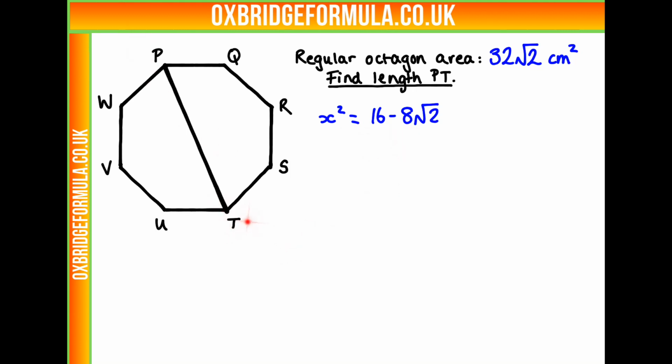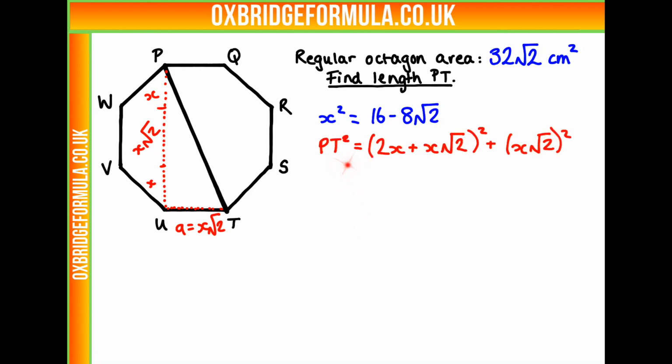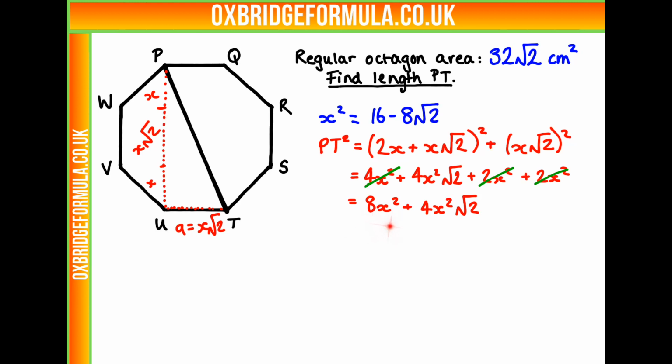How are we going to find PT? Well, again, we can use our Pythagoras. So we know our line at the bottom here is A, or x root 2, and our line at the side here is going to be our 2x plus x root 2. So we can say that PT squared equals 2x plus x root 2 squared plus x root 2 squared. So let's expand these brackets out. That gives us 4x squared plus 4x squared root 2 plus 2x squared plus another 2x squared. We can group all of our x squareds together to get 8x squared plus 4x squared root 2.